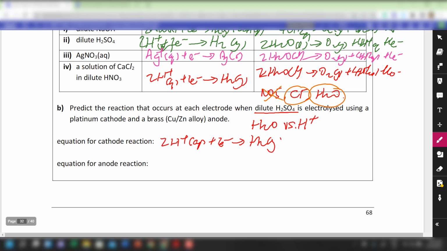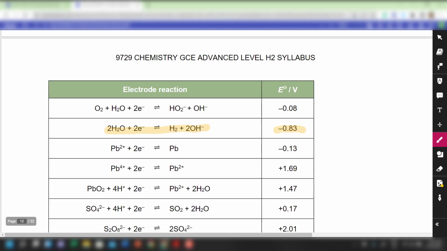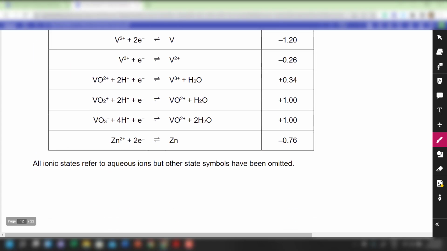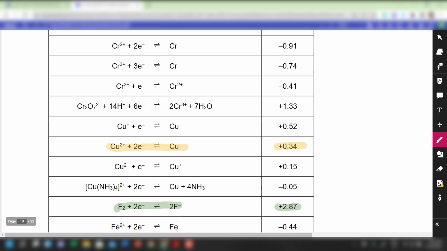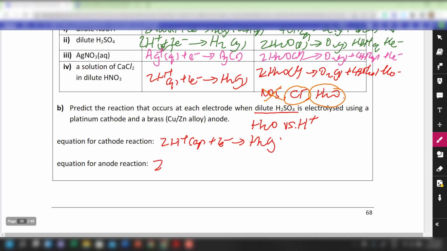Then what about at the anode? At the anode, we have an active electrode. Between copper and zinc, zinc is more likely to be oxidized as compared to copper. The reason is because zinc to zinc 2+ has a less positive reduction potential as compared to copper to copper 2+. Because of that, I expect zinc solid to be oxidized into the solution as zinc 2+ aqueous, plus 2 electrons.